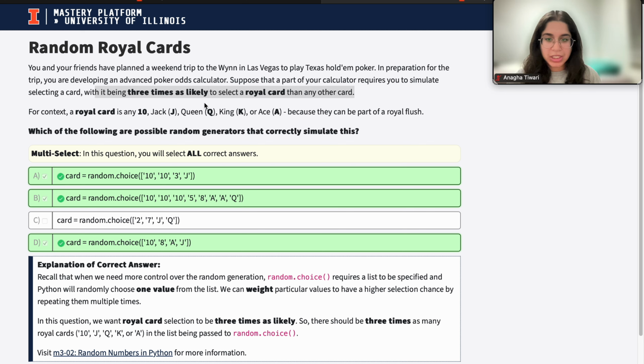As we can see here, we basically just need to calculate the probability of picking a royal card and the cumulative probability of picking a non-royal card, and make sure that it is 3 times as likely to select a royal one than a non-royal. It's really helpful to understand the context here, especially if you're not familiar with cards, and to look at each of these choices carefully and see if there's that bias that you want in your random generator, so that you can see if your generator is representative of the statement in the question.